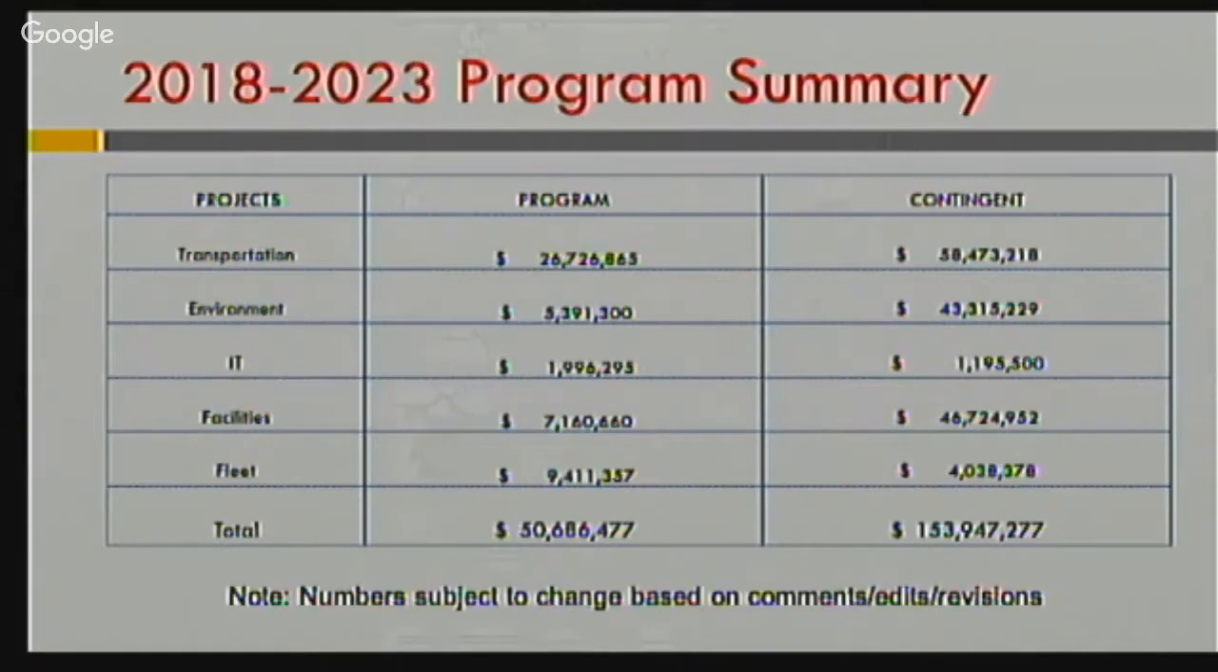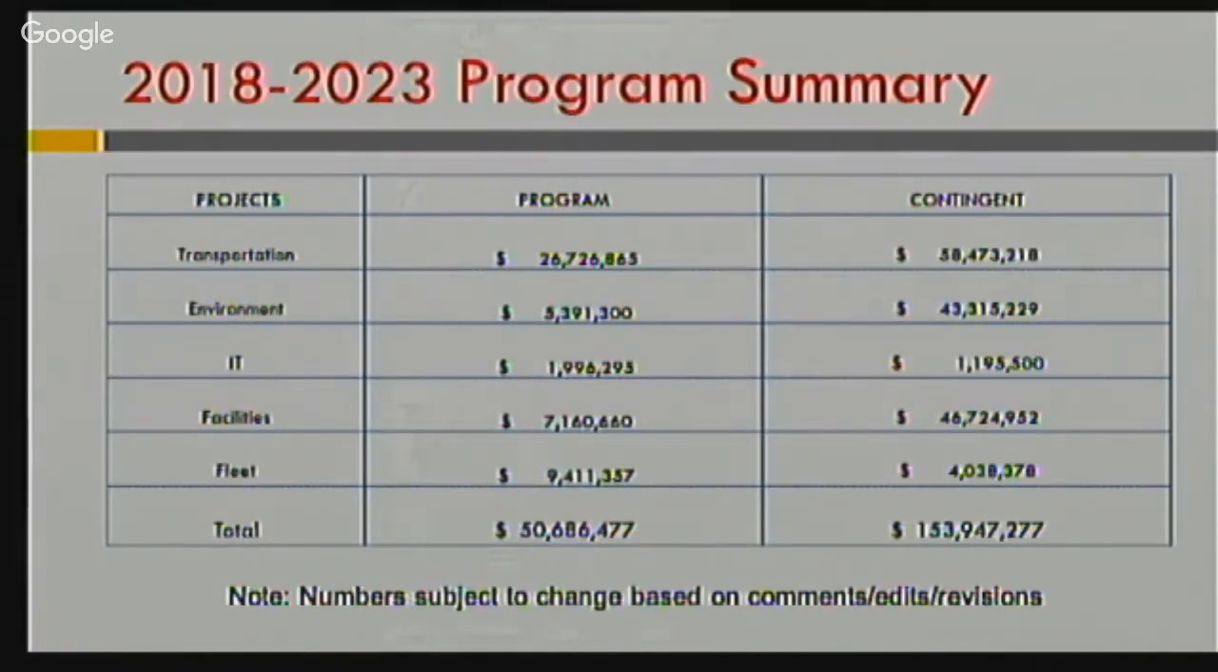And here's a look at our 5-year program projects. We've identified almost $51 million in projects that actually have a funding source, and we believe we should be able to do it. And then we have close to $154 million in our contingent that we've identified as projects that are needed, but don't necessarily have a funding source at this time.